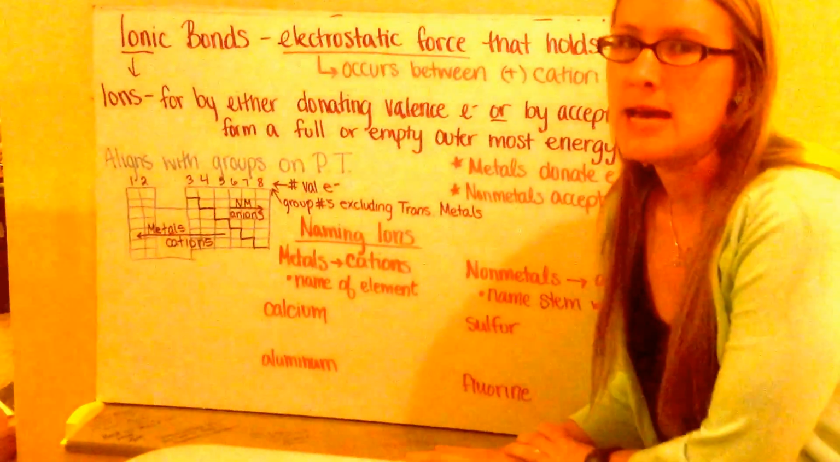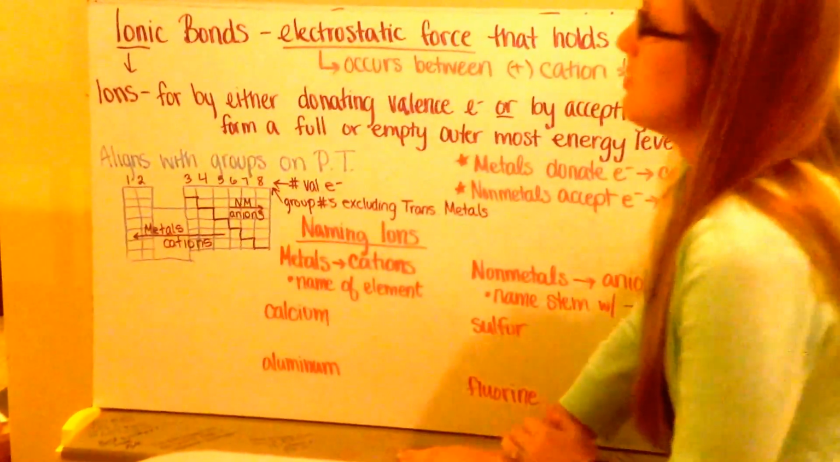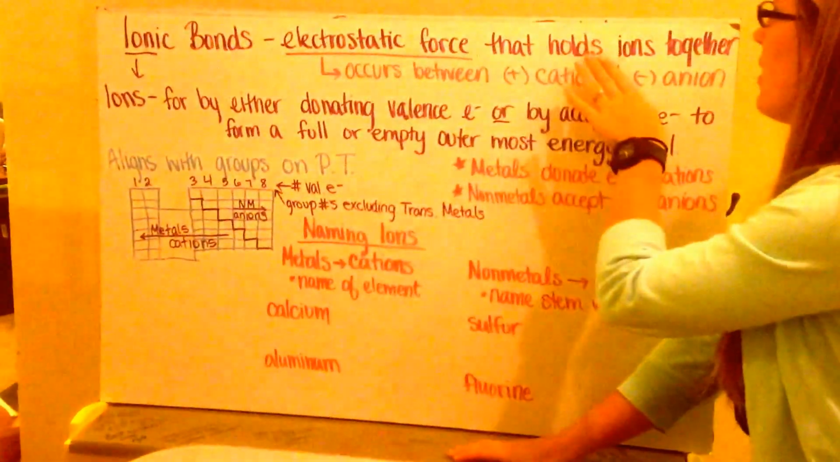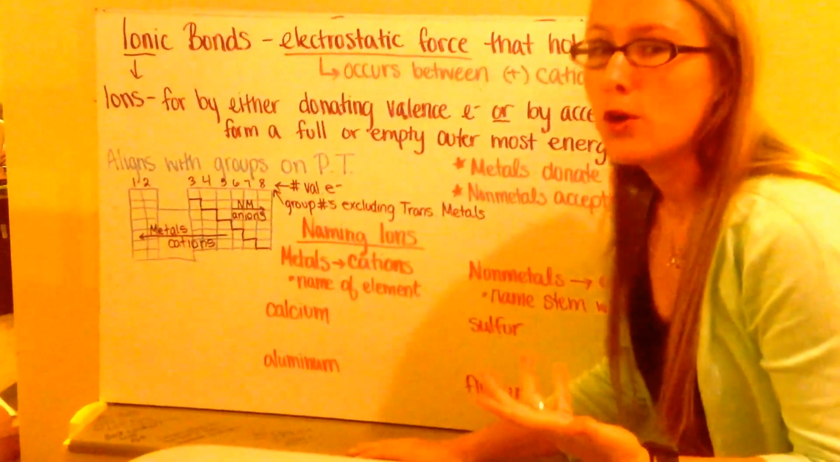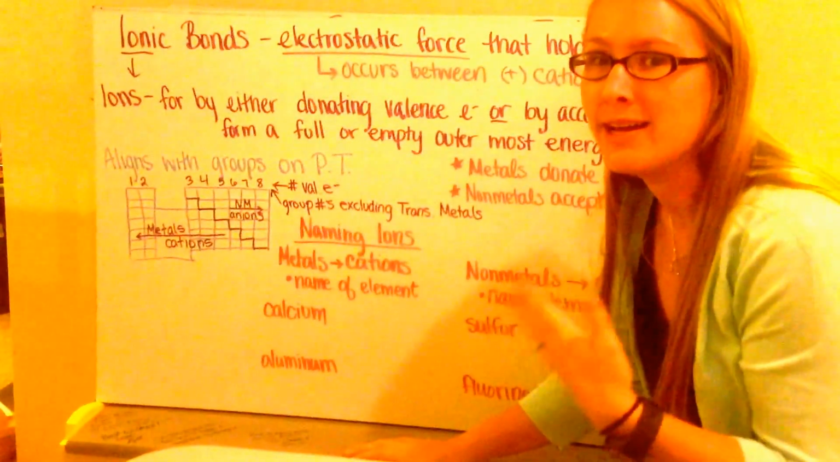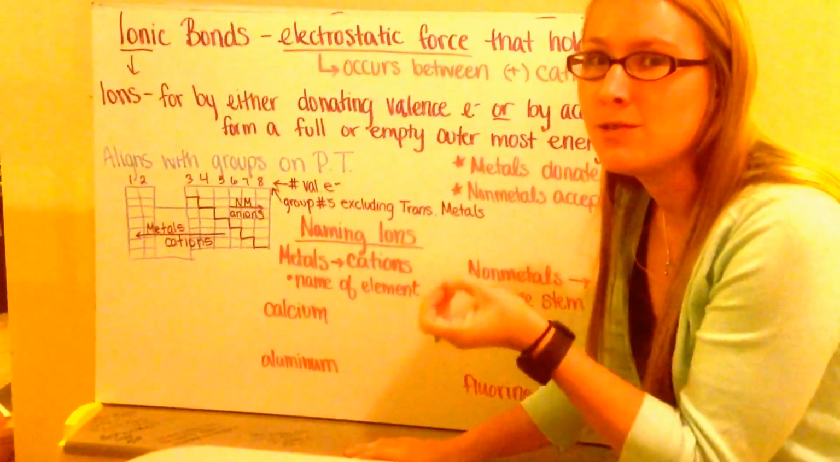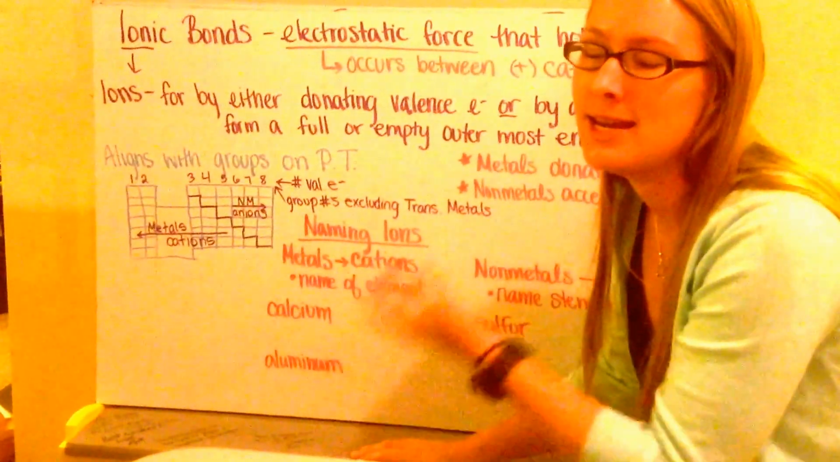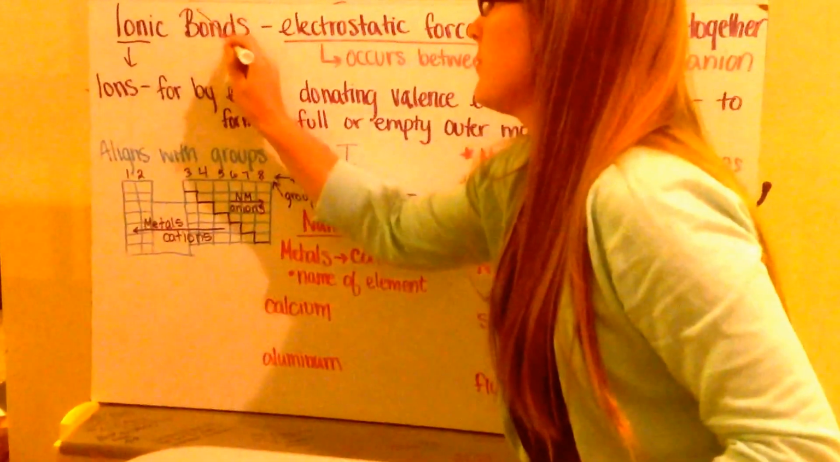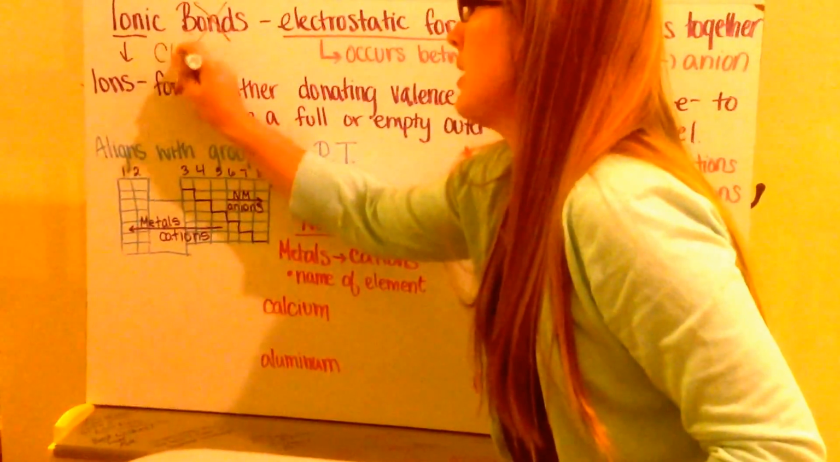This video is on ionic bonds. Ionic bonds form as an electrostatic force that holds ions together. So actually they're not really bonds, but they just form compounds. It's more like an ionic interaction between a positively charged cation and a negatively charged anion. So we don't write ionic bonds, we have ionic compounds.